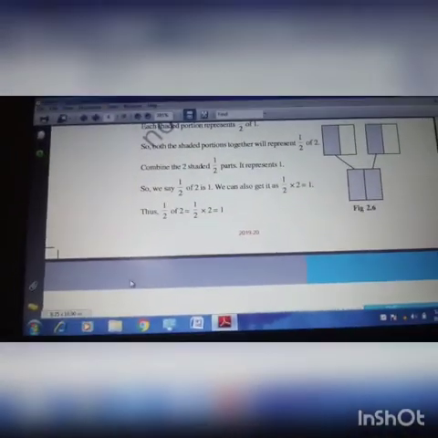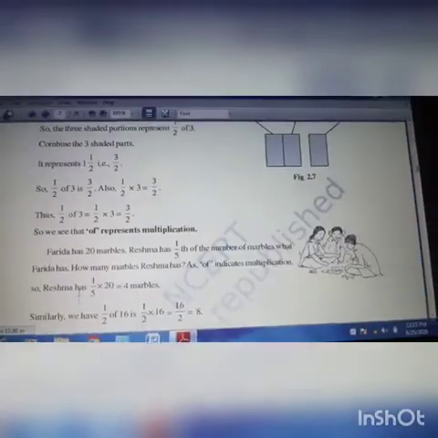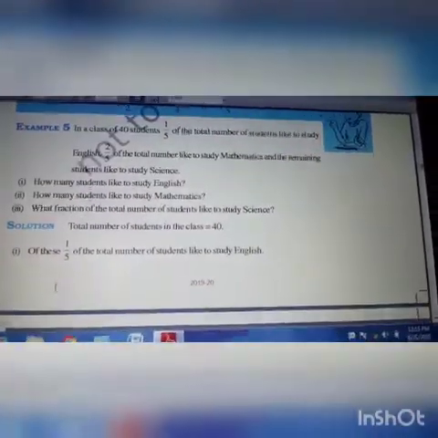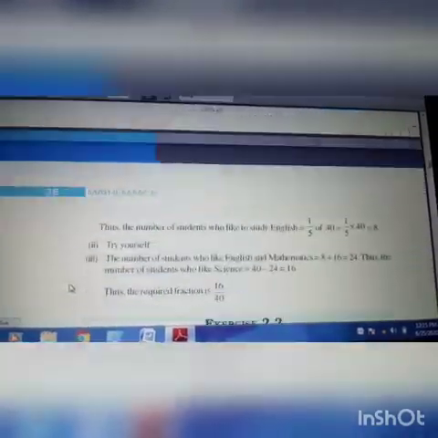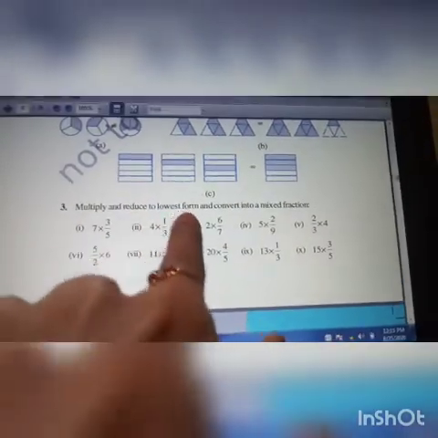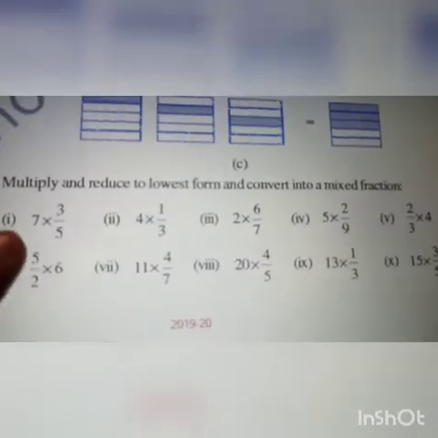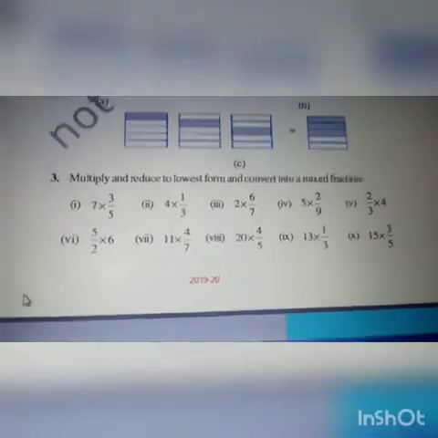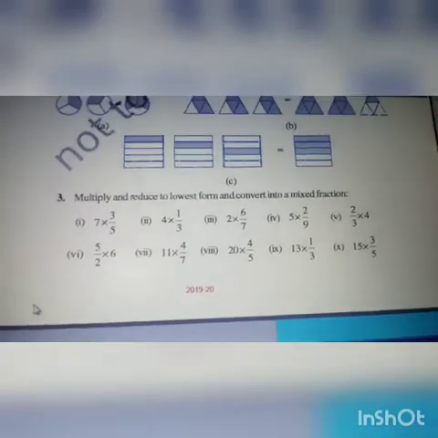What is meant by of? Of means multiplication. That keep it in your mind. Of represents what? Multiplication. Okay, then few word problems are given as example. Yes, see here. Multiply and reduce to the lowest form and convert it into mixed fraction. So here 7 is a whole number into a fraction. Above 7, how you will convert it to fraction? 7 by 1. 7 threes are 21. 1 fives are 5. Actually that is an improper fraction. So what you will do? Every improper fraction should be converted into mixed fraction.